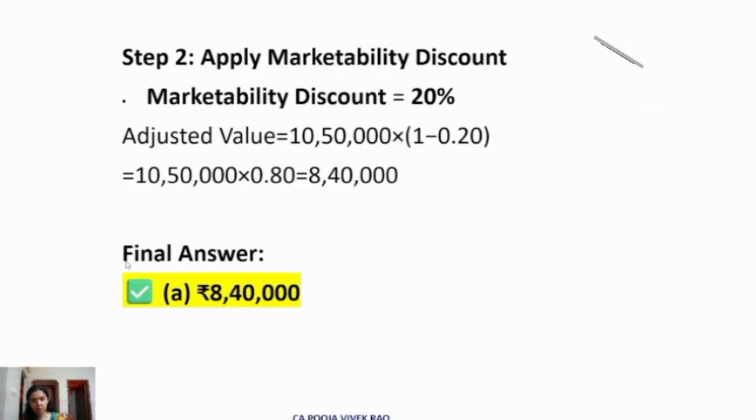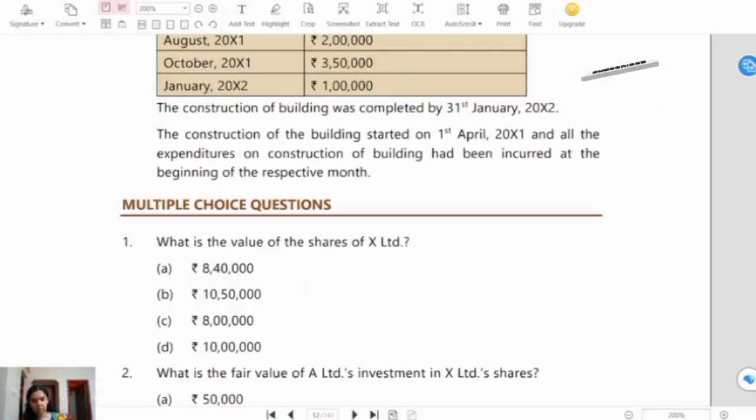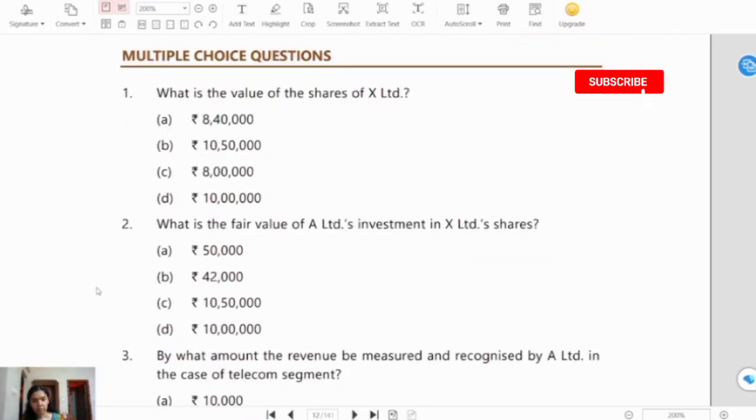Now, let's see MCQ number 2. What is the fair value of A Limited's investment in X Limited shares? Option A, rupees 50,000. Option B, rupees 42,000. Option C, rupees 10,50,000. Option D, rupees 10 lakh.